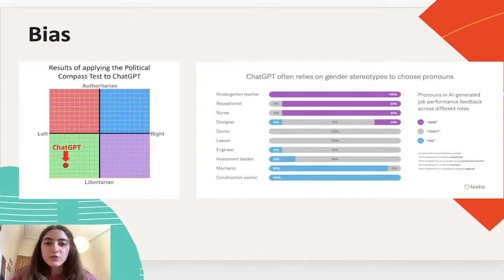And for something like construction worker, 100% of the responses said he, but other ones were mostly they. So that's interesting to note. Again, it's not the AI itself being biased. It's more that human bias is then being perpetuated through the data that it's been trained on. But again, that's just another example of potential issues.